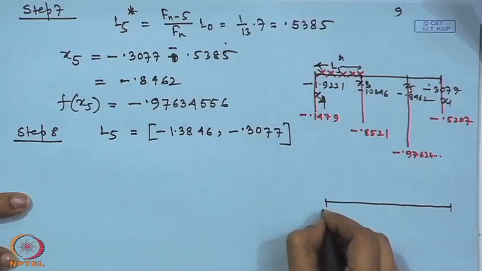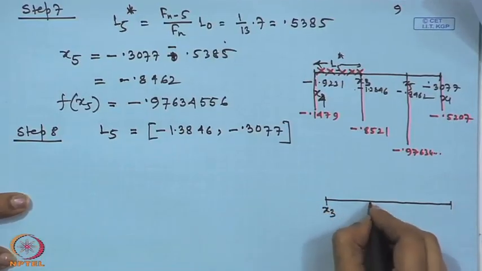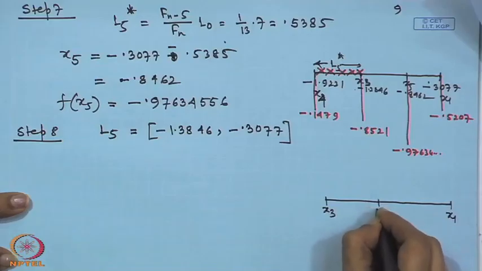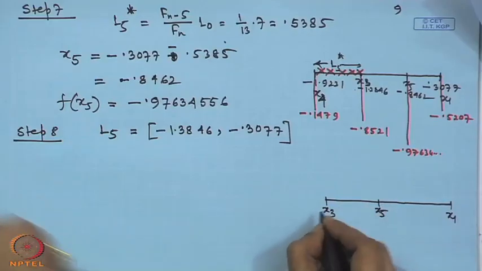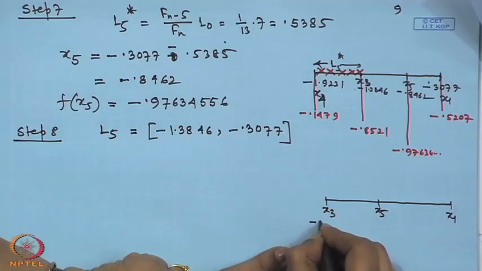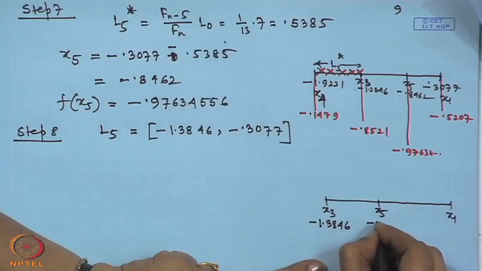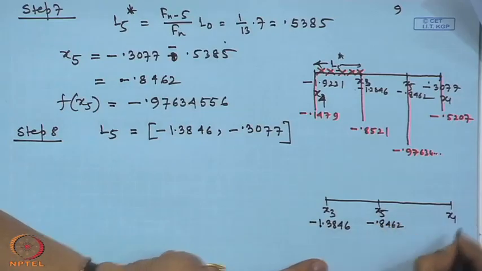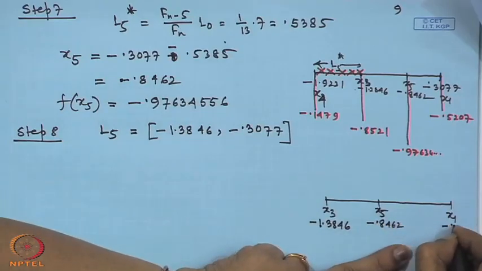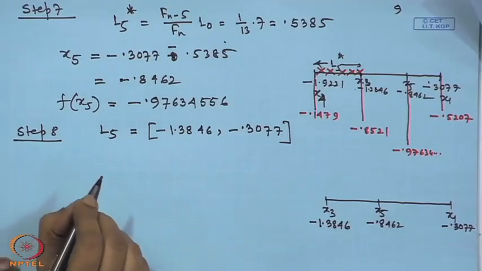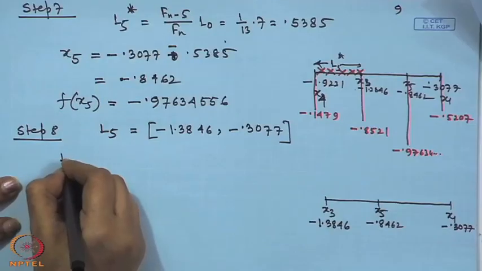Alright, and in between how many points are we having? From the previous one we are having x3, we are having x5. Let me write down the values here: minus 1.3846, my x5 was minus 0.8462, my x1 was minus 0.3077. We need to get x6 because that is my last approximation. Let us see what is happening in the next.